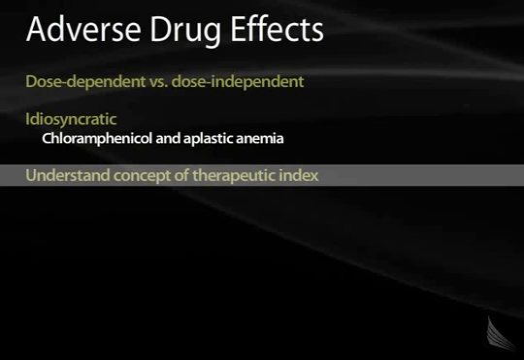It's important that you understand the concept of therapeutic index like we talked about. The therapeutic index is the ratio of the lethal dose to the effective dose. You'd like this to be as high as possible. That means that the drug is safer.